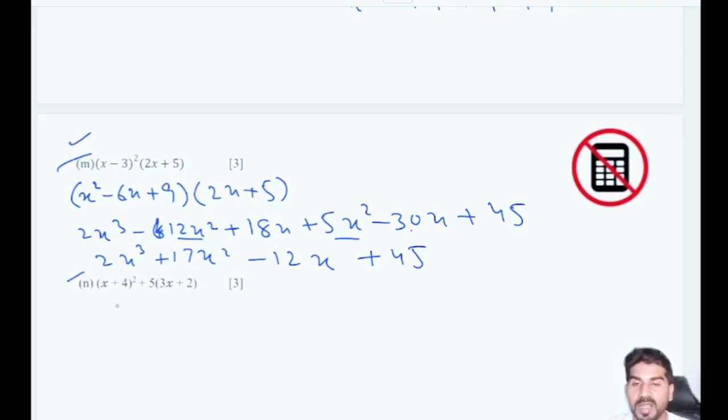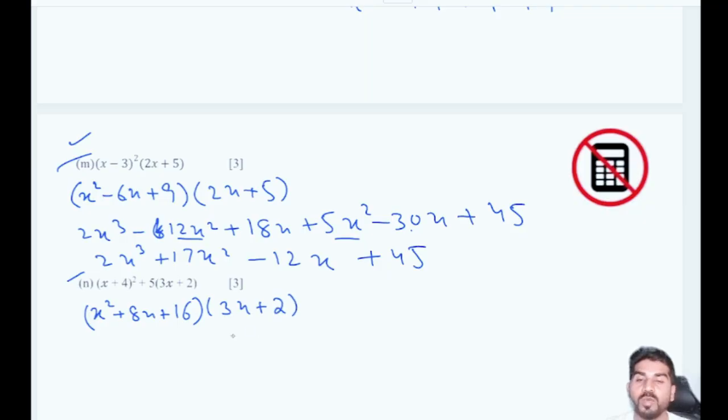Now you can see part N here, (x minus 4) whole square, again there (x plus 4) whole square. So what we can do, a squared plus 2ab plus b squared. So there will be x squared plus 4 times 2 is 8x, and 4 times 4 is 16, and there will be 3x plus as it is.